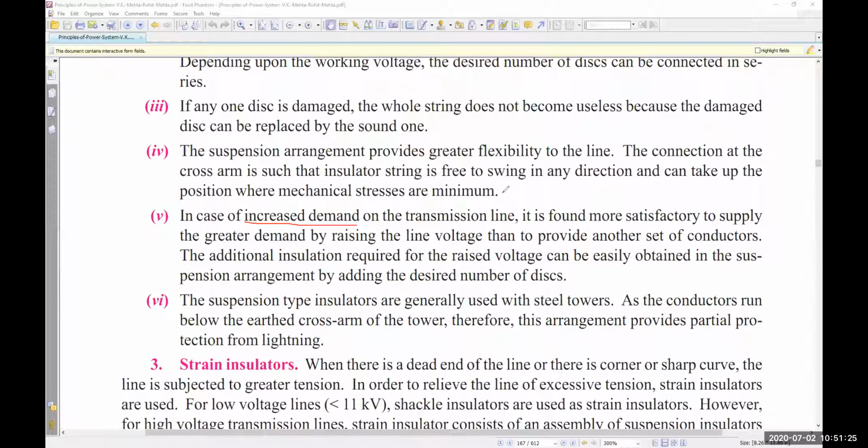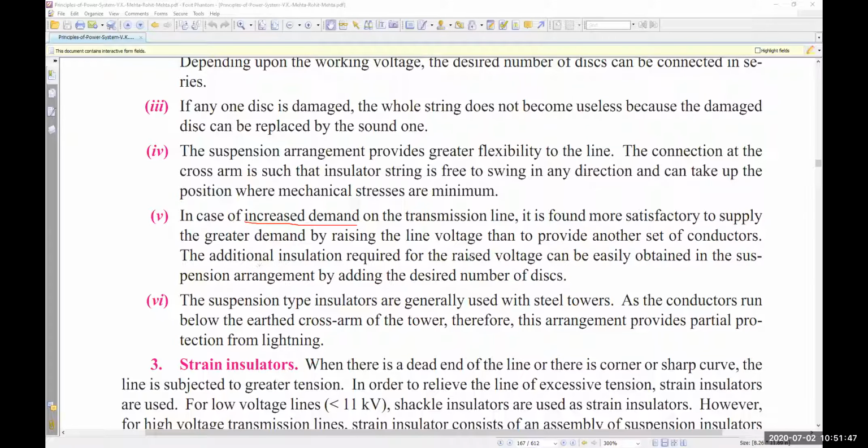You have to change the insulators. All the insulators must be changed. So if you use pin type insulator, you cannot do anything. You have to change it. You have to replace all the pin type insulators with new types of pin type insulator. But in case of suspension type, you just add discs. Okay, add discs.